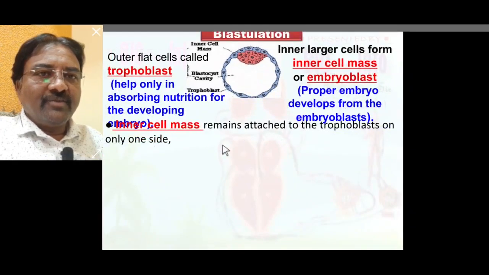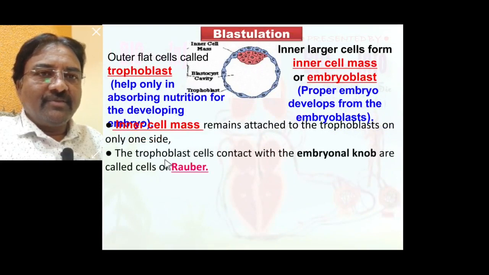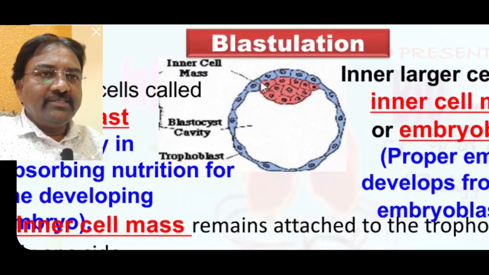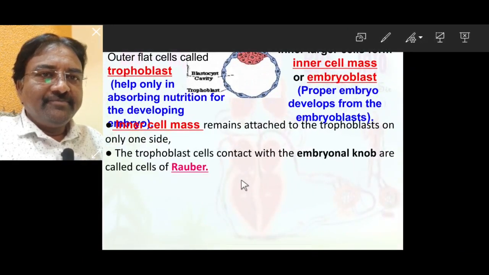So the trophoblast cells in contact with the embryonal node, meaning the point where the inner cell mass is attached, are called the cells of Rauber. Here this is the cells of Rauber structure seen. The inner cell mass cells are attached to the trophoblast cells. So this is the Rauber cell structure seen.